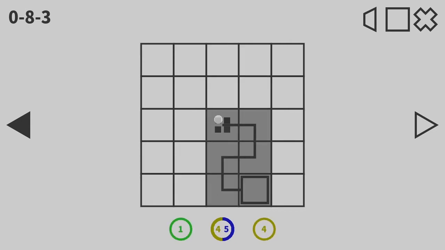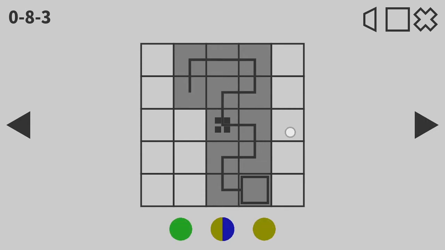Also doesn't work. Does work. It's just the shape. It's just the shape. Four. What's the perimeter of the shape? 1, 2, 3, 4, 5, 6, 7, 8, 9, 10, 11. Wait, where did I start there?